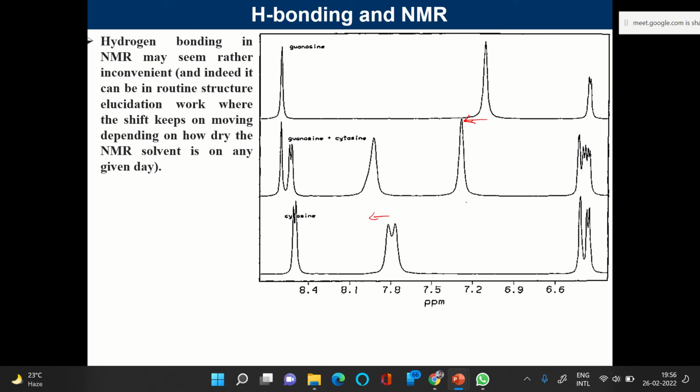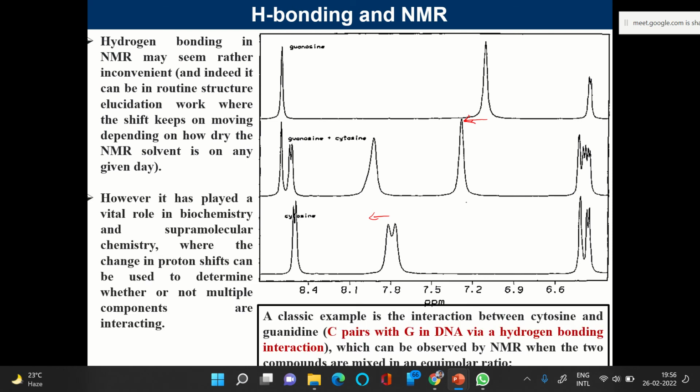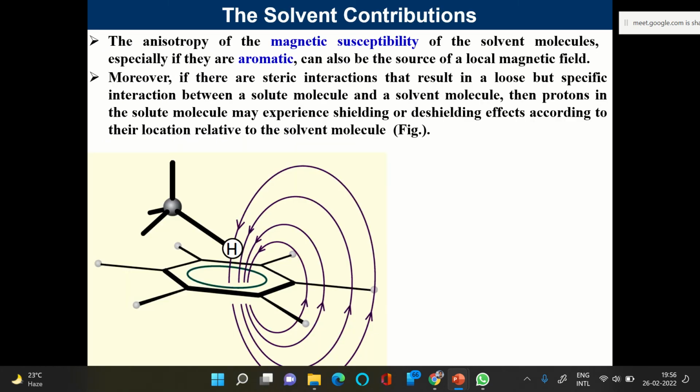This gives a clear indication that the two nucleic acids are interacting, having hydrogen bond interaction. Similarly, if the solvent has a ring current, such as if your solvent is benzene, which is aromatic, it will have an intense local field that you can imagine. And these are the magnetic lines of force.